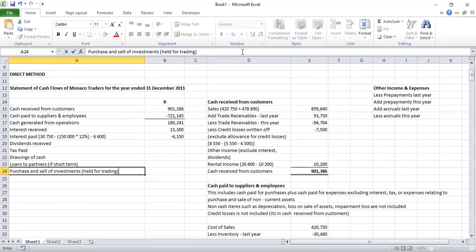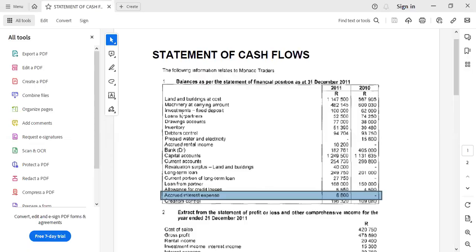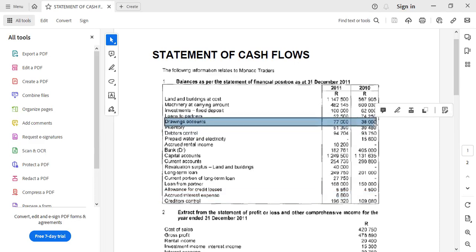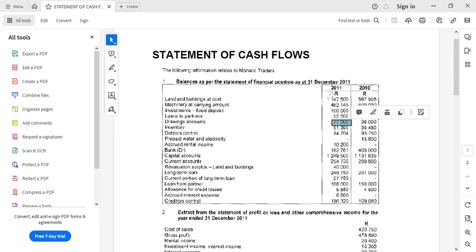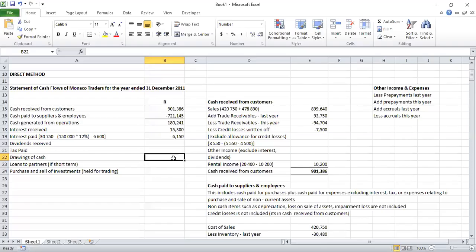Right. So if you can check here, there is drawings. The drawings, you just take the drawings for this year, which is 77,000. We don't have to look at the change. So we have drawings, 77,000, yeah. Right. Then I saw that there was a loan to partner.